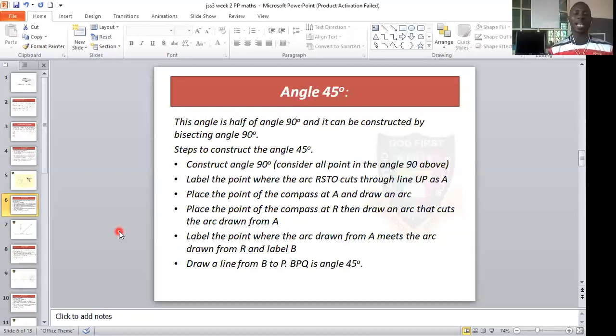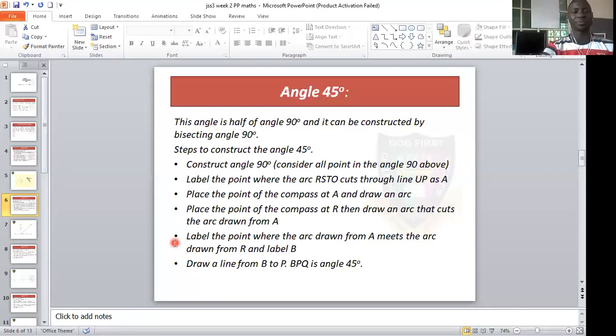Then the next step is place the point of compass at R. Draw an arc that cuts through the arc drawn from A. We all know where the point A is: it is where your arc RSTO intersects with the line UP. Label the point where the arc drawn from A meets the arc drawn from R as B. Draw a line from B to P, and BPQ is angle 45 degrees.